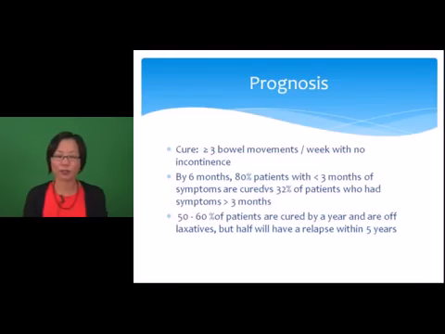Now, prognosis. Prognosis is surprisingly not very good. It takes a long time. Even in children who are referred to a gastroenterologist for treatment, half of them, 50 to 60%, are considered cured by a year. And cure is more than or equal to 3 bowel movements per week with no episodes of fecal incontinence. But half of those kids will have a relapse within 5 years.